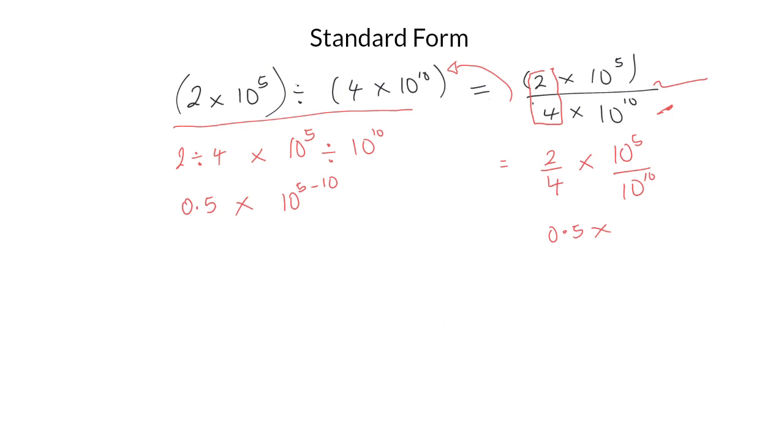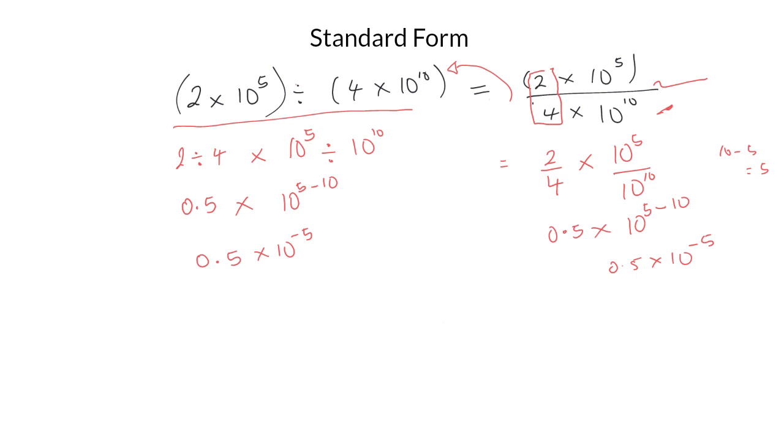So I have 10 to the power of 5 dividing 10 to the power of 10. It's still the same law of power. So I'm going to take away: it's going to be 10 to the power of 5 take away 10, that's 10. And look at this, 5 take away 10 is different from 10 take away 5. If you have 10 take away 5, that will give you 5. When you have 5 take away 10, that will give you negative 5. So the same thing here is 0.5 times 10 to the power of negative 5.